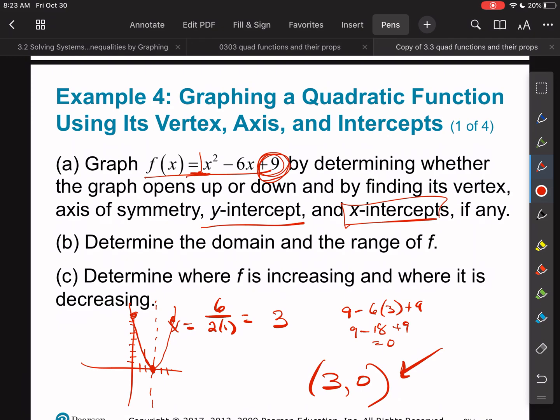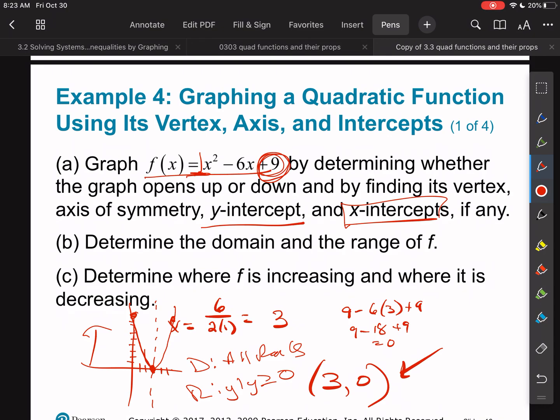The domain of this function is going to be all reals. The range of this function is going to be the y values where y is greater than or equal to 0, because it starts at 0 and goes upward. It will never go below the x-axis.